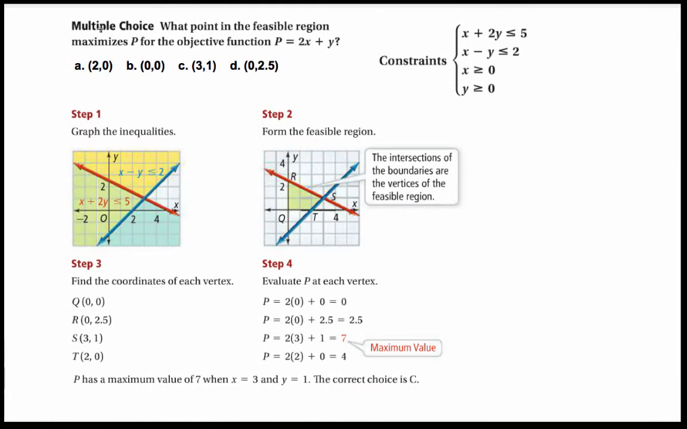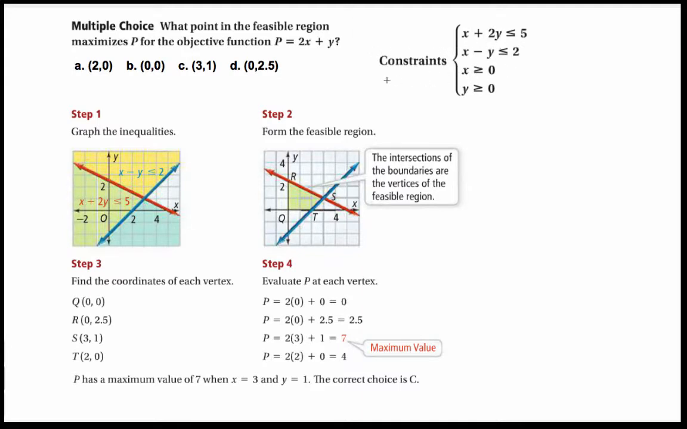So here's an example. All right, so it's a multiple choice problem. Here are our four possible answers. What point in the feasible region maximizes P for the objective function P equals 2x plus y? So here is our objective function, okay? Our objective function, we don't graph it, all right? We just use it. So after we take our constraints, graph the constraints, find the vertex points of the feasible region, then we use the objective function. So the objective function, we're just going to hold off on that for a little bit, okay?